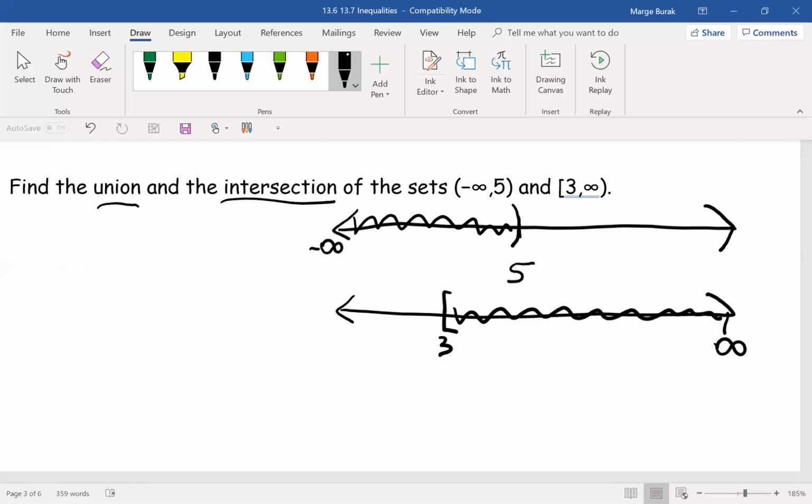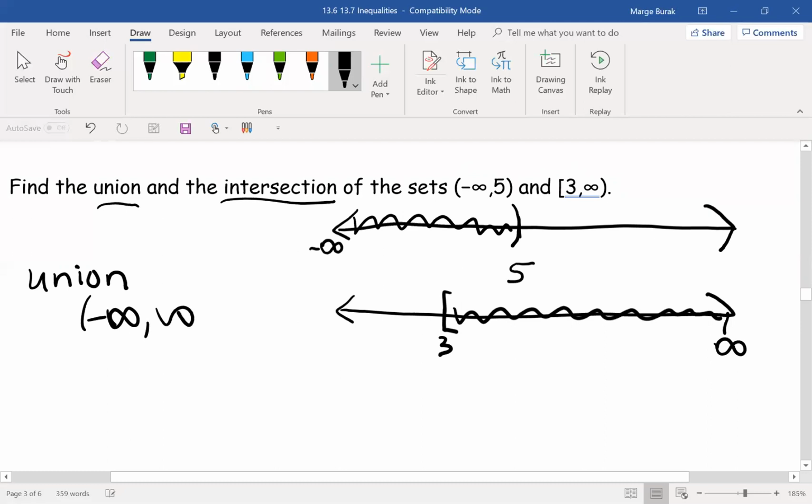Now the union means I want all of these and all of these. So the union is going to be from negative infinity to positive infinity because I want all of them. That means I'm going to put it on top of each other and take all of it.